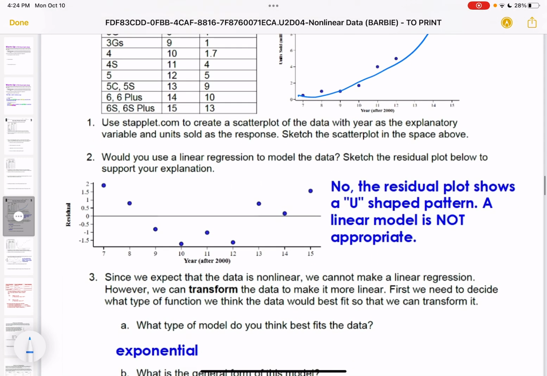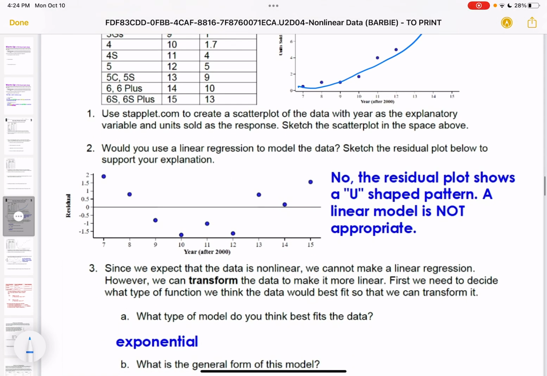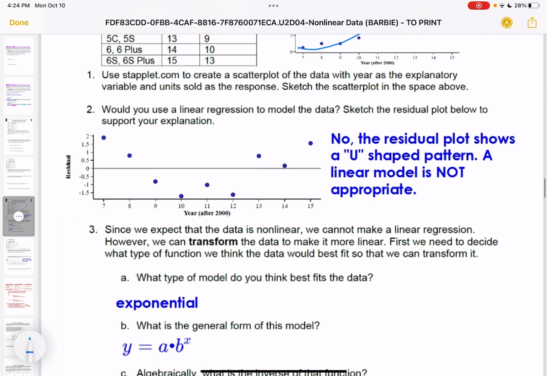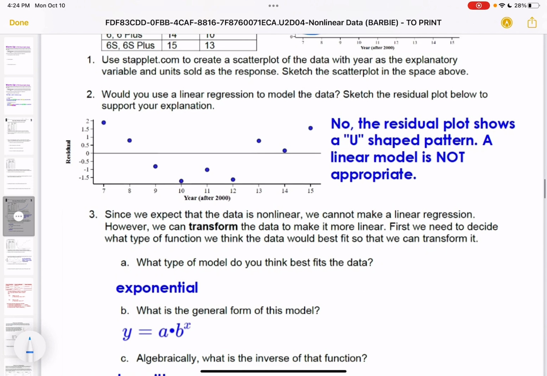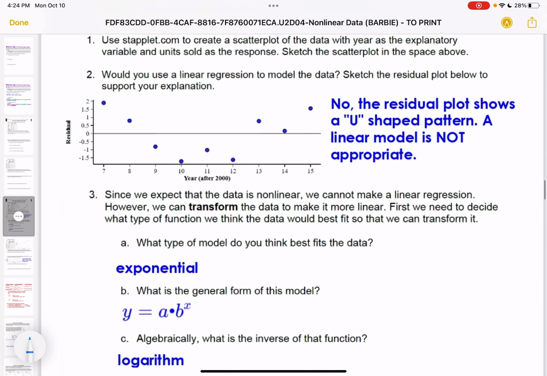So I'm thinking, all right, exponential. What is the model for exponential? Well, hopefully you remember this back from Math 1. Your model is y equals a times b to the x power. But what you might not remember is what the inverse is of that function. And an inverse of an exponential function is a logarithm.